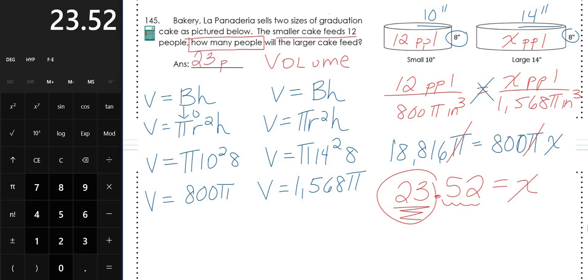Now, some may have assumed that this 10 inches is not the radius, that it's the diameter. You would get the same exact answer of 23 people if you thought the 10 inches and the 14 inches was your diameter, because then your radius would be 5 and your radius here would be 7. If you tried it out that way, you got the same answer, 23 people. Okay, we are done with page 28. Let's keep moving.